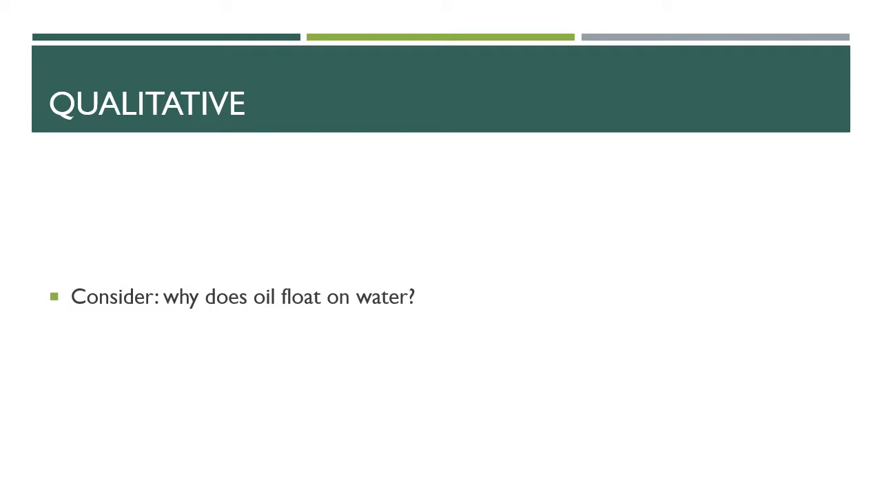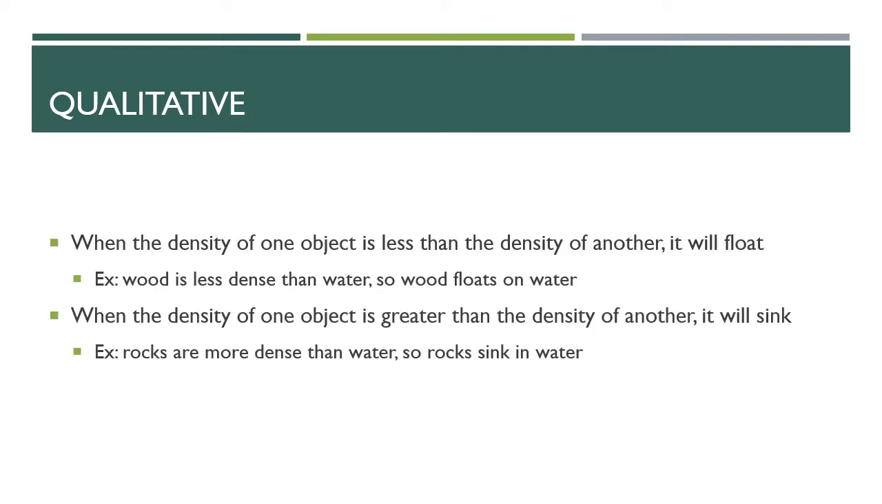So we can talk about density in two different ways, qualitatively and quantitatively. For a qualitative discussion, I want you to consider the question, why does oil float on water? In terms of density, assuming there's not something unusual going on with surface area of the object, when the density of one object is less than the density of another, it will float on that object. For example, wood is less dense than water, and so wood will float on water.